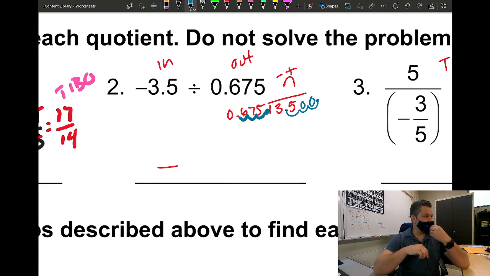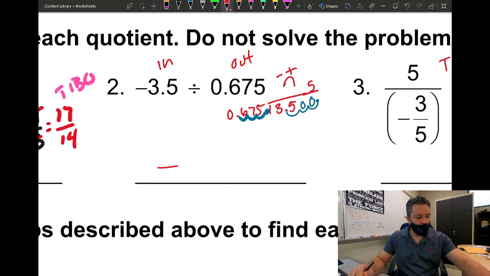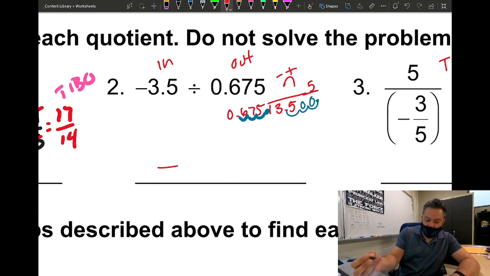That's about 5 times, right? 7 times 5 is 35. 700 times 5 is 3,500, right? So let's try that. So we're going to put in a number: 5. 5 times 675 is going to give me how much? So 675 gives me 3,375. So basically, all you got to do is multiply.